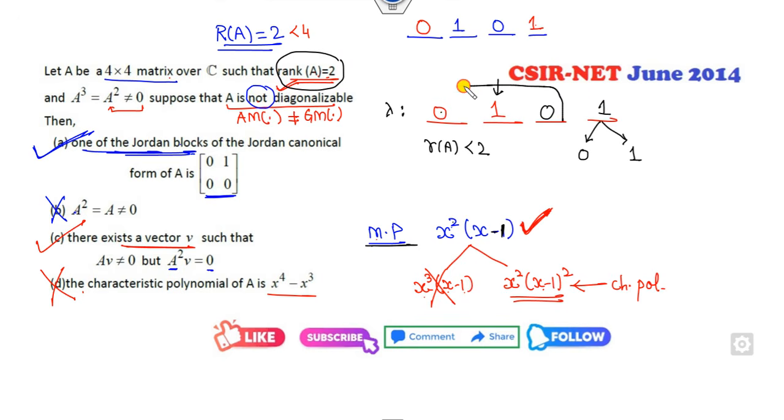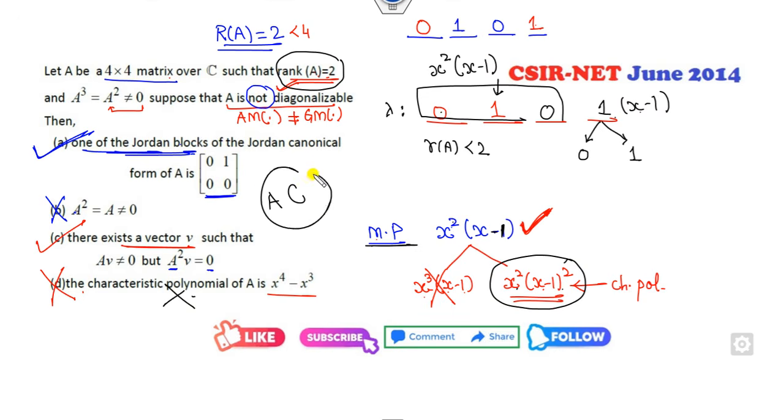So up to this part, the minimal polynomial is x² times (x minus 1), and this part is (x minus 1). So what is the characteristic polynomial? x² times (x minus 1). So this option is cancelled. A and C are the right answers of this problem.